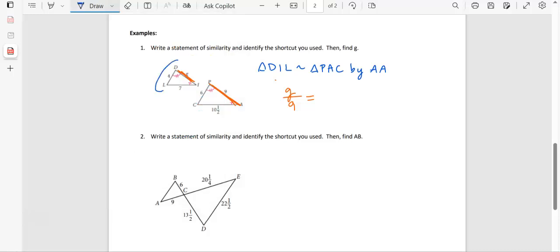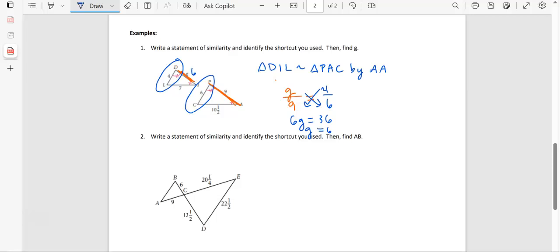And so since I started with triangle DIL, I'm going to go back to that triangle, and I'm going to pick segment DL, which is 4, and that corresponds in my second triangle with segment PC, which is 6. I like that a little bit better. I just didn't want to bother with the fraction. Again, you have a couple options here. You can use cross products, and you can get 6G is 36, which tells us G is 6.